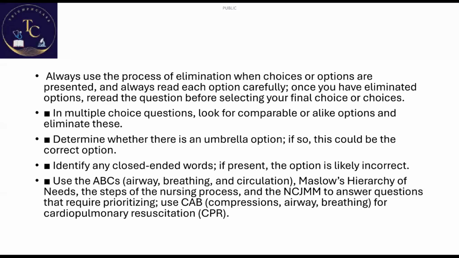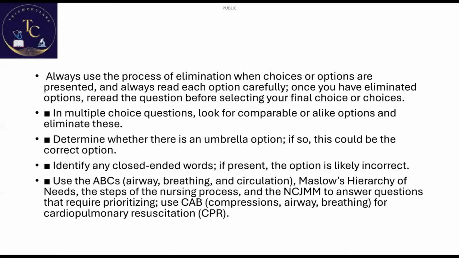And then also, you have to determine if there is an umbrella option. So maybe you have been given a question and they are asking which kind of precaution to use. Let's say a patient comes with C. difficile infection. So for C. difficile, you know, they tend to have diarrhea, vomiting and all that. It's a GIT infection, okay? What precaution are you going to use? They can say put on gloves, put on an apron, okay? And then you see use contact precaution.